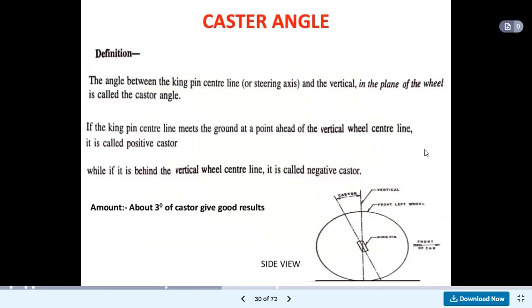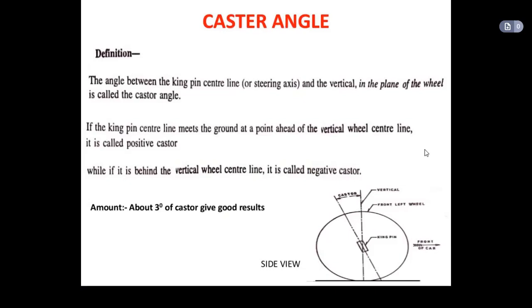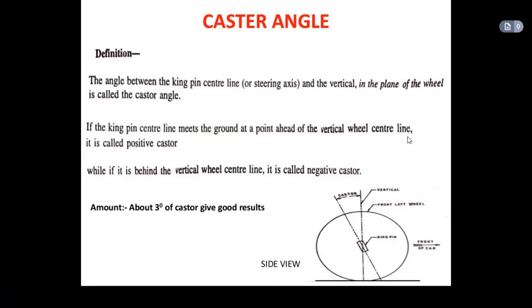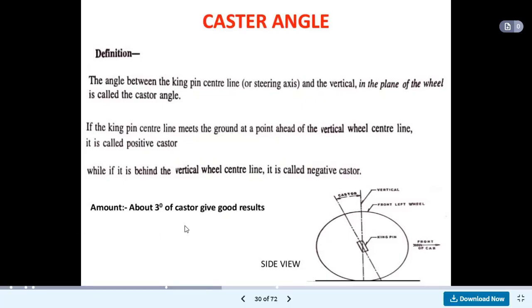If we see the caster angle, the angle between the kingpin center line or steering axis and the vertical in the plane of the wheel is called the caster angle. If the kingpin center line meets the ground at a point ahead of the vertical wheel center line, it is called positive caster. While if it is behind the vertical center line, it is called negative caster. About 3 degrees of caster gives good results.